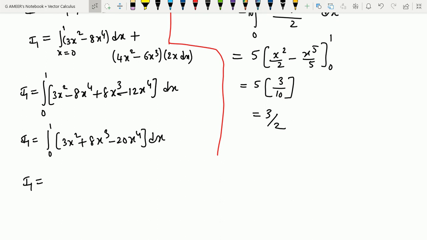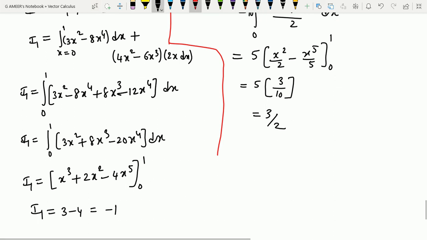I1 will be equal to x cube by 3, the 3 cancels, only x cube, then x power 4 by 4, that is 2x square, 4x power 5. So the limits will be from 0 to 1. The lower limit will not contribute, only the upper limit: 3 minus 4, that will be minus 1. So with that we have finished the first part of the problem.